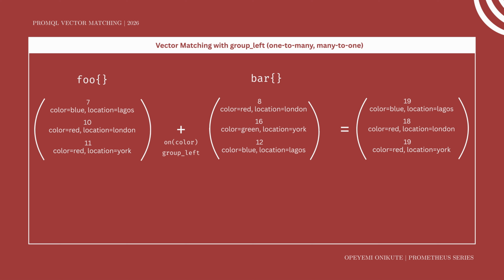When we add group left to our query, Prometheus will use the color label to match entries on the right. This gives us a result that has an entry for all the label sets. The same thing applies if we do a group right, but obviously your choice depends on which vector has multiple entries with the same label.